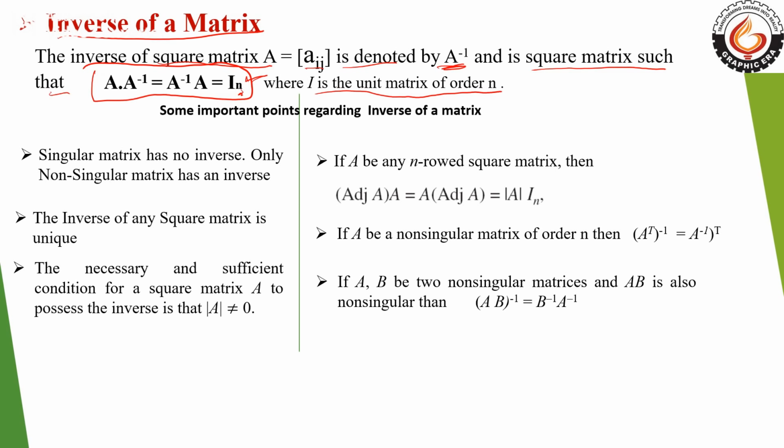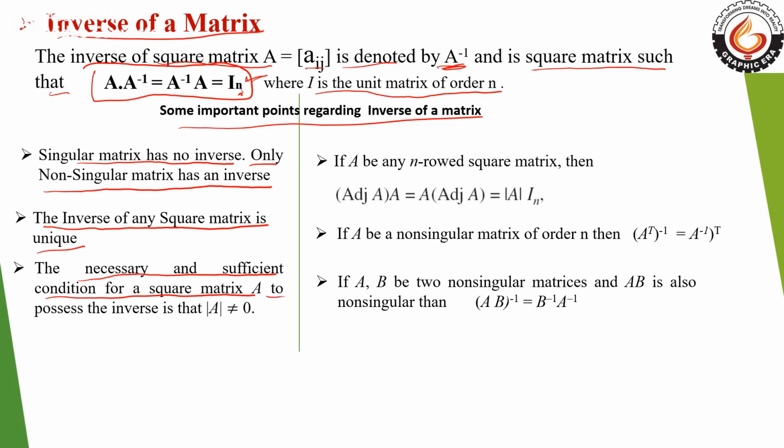Some important points regarding the inverse of a matrix: a singular matrix has no inverse, only a non-singular matrix has an inverse. So always remember that we can find the inverse only for a non-singular matrix, not for a singular matrix. The second: the inverse of any square matrix is unique. The third: the necessary and sufficient condition for a square matrix A to possess an inverse is that the determinant of the matrix is not equal to 0.